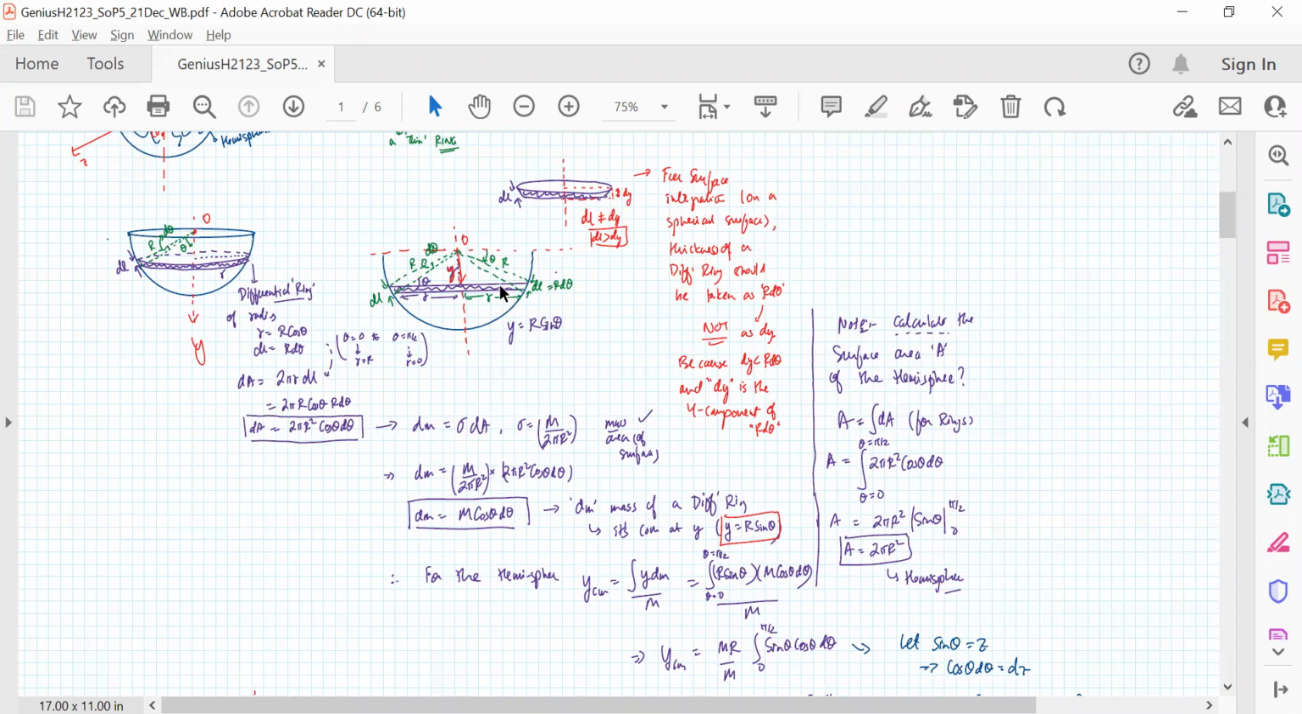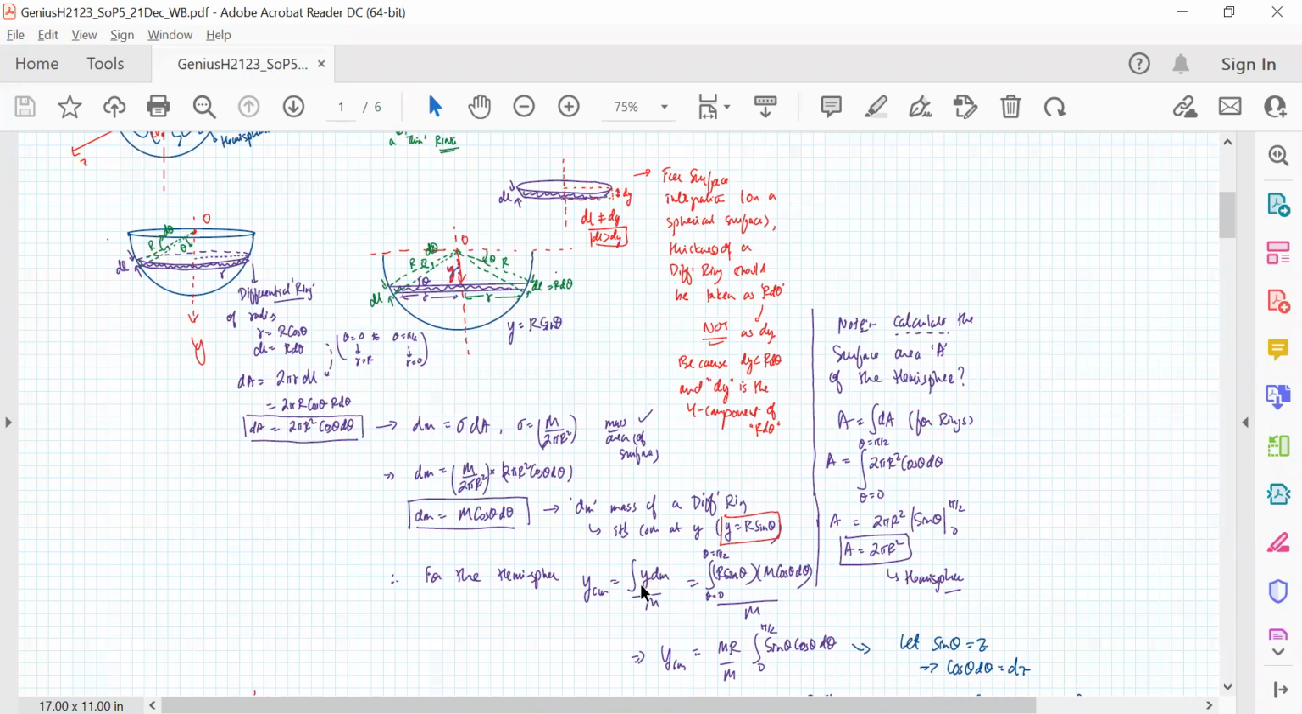So again, in the diagram, see what is the y coordinate of the ring center of mass? It is this distance from the origin to the center of the ring. So that is the perpendicular for this right angle triangle. y is nothing but the perpendicular. So it becomes capital R sine theta. So that is why we replace the position of the ring center as y equal to capital R sine theta, right?